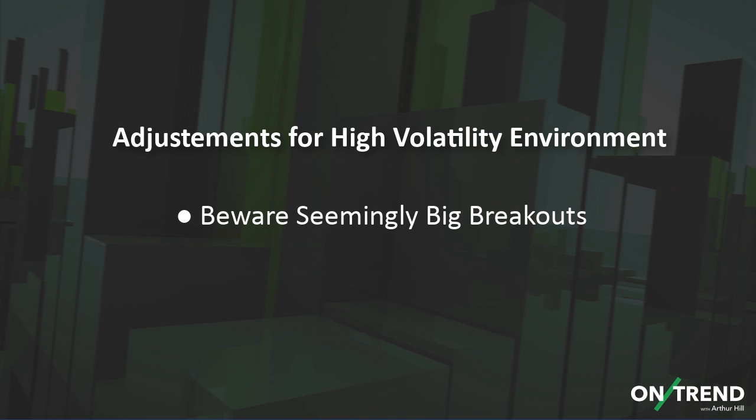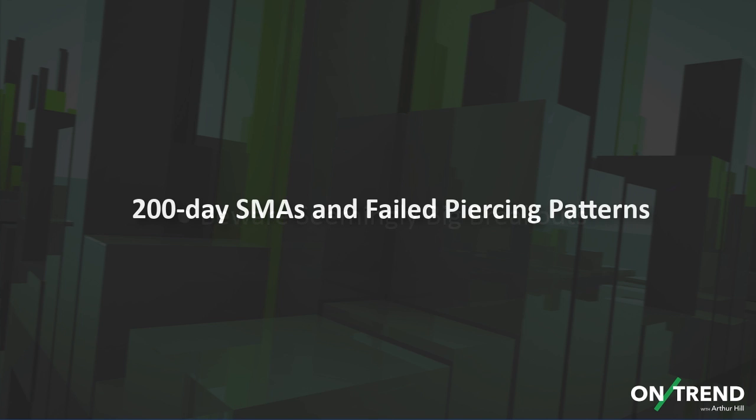And beware of seemingly big breakouts, because in a volatile environment, you're going to have some pretty big swings, and some of these breakouts or breakdowns even are not going to hold. Now we're going to turn to the major indexes and look at some failures at the 200-day moving averages and also some failed piercing patterns.